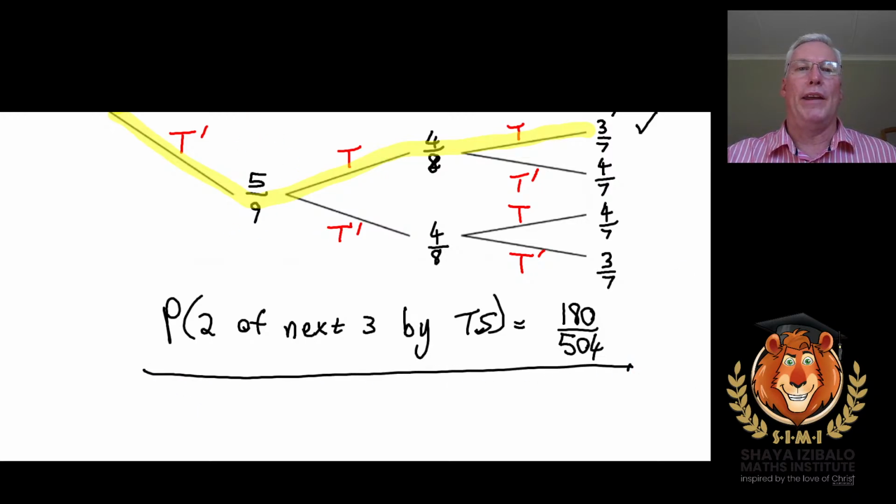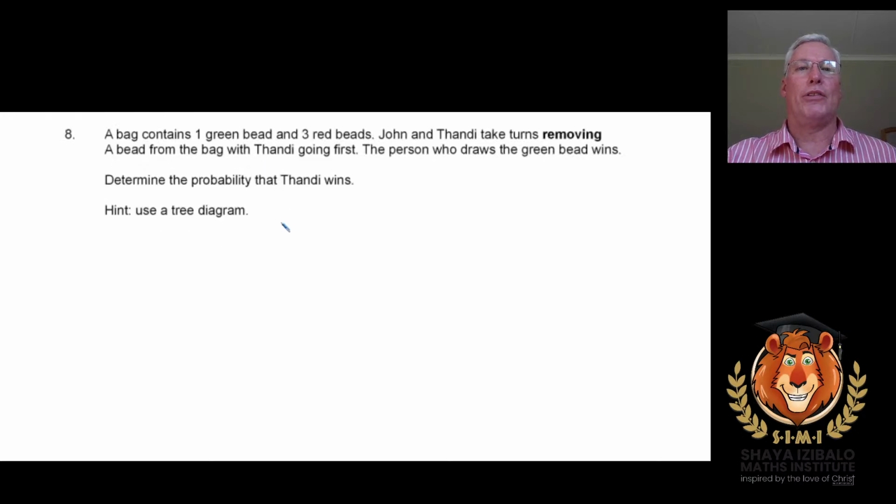Onwards and upwards to question 8. A bag contains 1 green bead and 3 red beads. John and Tandy take turns removing a bead from the bag. Tandy goes first. The person who draws the green bead wins. Now this question actually surprised me. I made it up, and I assumed that Tandy would have a greater chance of winning by virtue of going first. Let's have a look at what happens here.